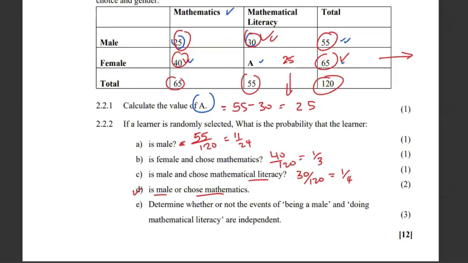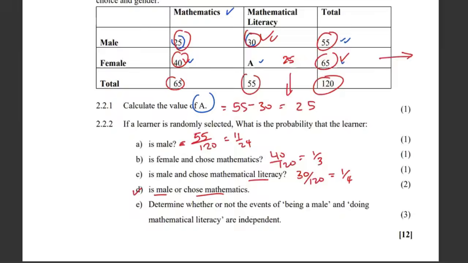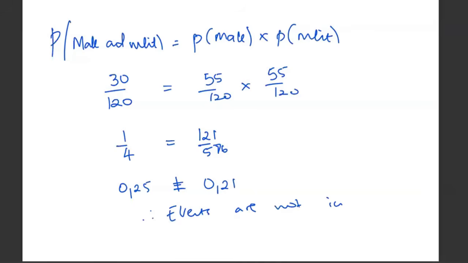How many males do we have? We said it's 55 regardless. So 55 over 120. How many are doing maths lit? It's also 55. Okay, so 55 over 120. So this becomes 1 over 4 is equal to 55 over 120 times 55 over 120, which gives me 121 over 576. It's a good habit to change this to decimals and see. We are getting 0.21. Now we're seeing that the left-hand side is not the same as the right-hand side. So in this case, we can say that events are not independent. So that is how we would have answered that part.